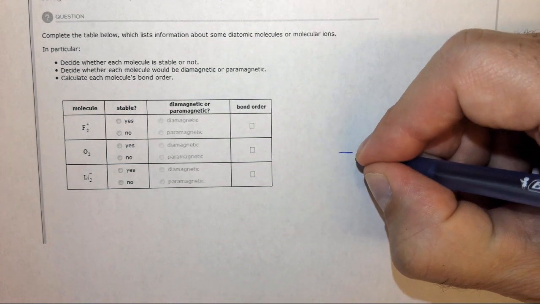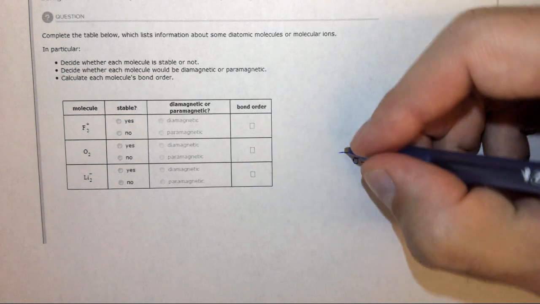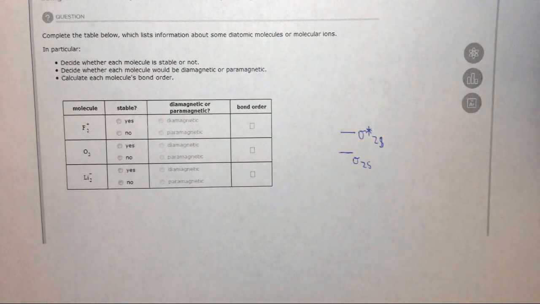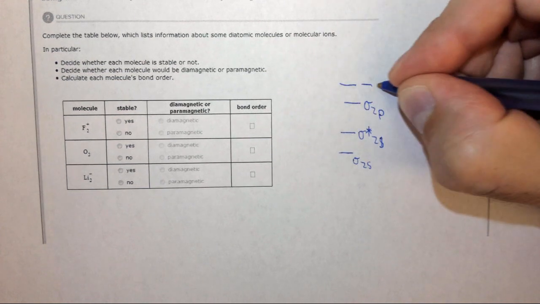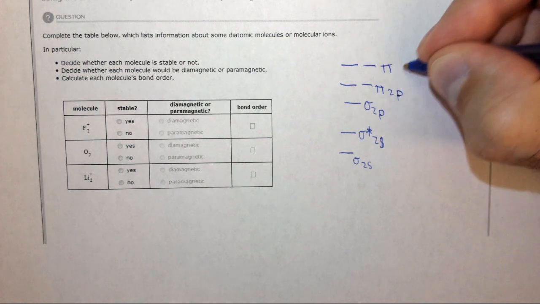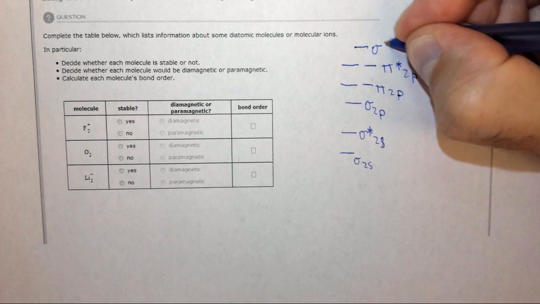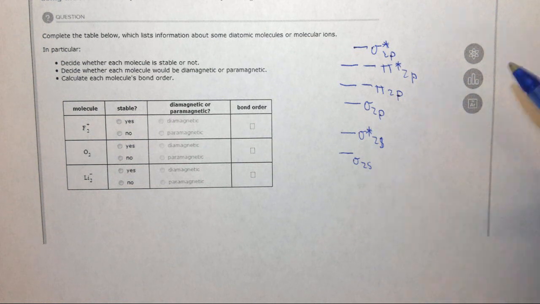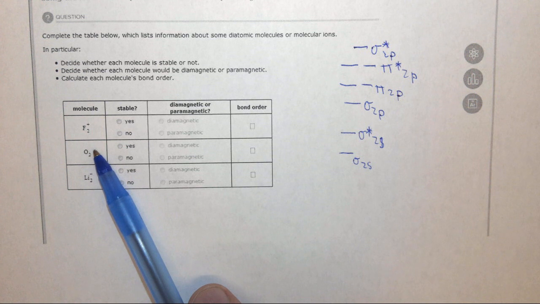We have a sigma 2s, a sigma star 2s, a sigma 2p, a pi 2p, a pi star 2p, and a sigma star 2p. And if you look at a previous video linked in this list, I go through this in detail for how we figure this out for O2.